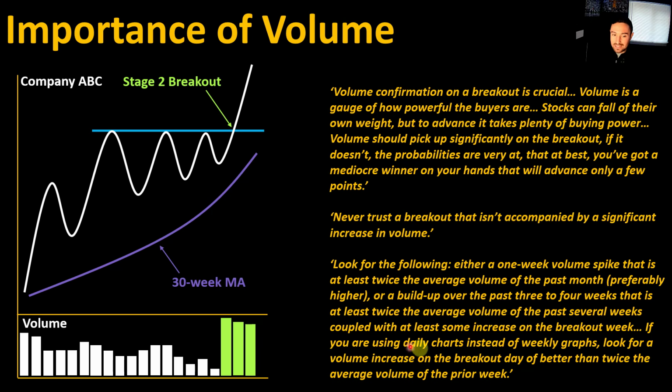If you are using daily charts instead of weekly graphs, look for a volume increase on the breakout day of better than twice the average volume of the prior week. So here we've got company ABC, in a stage 2 uptrend. Here's the breakout coming through, and see how the volume dries up from left to right in the base, and then on the breakout and thereafter you get a very big relative increase in volume. There's no point comparing the volume of company ABC to Google or Netflix or Microsoft or Amazon. It's all relative. So here we can see a relative increase in volume that is significant.